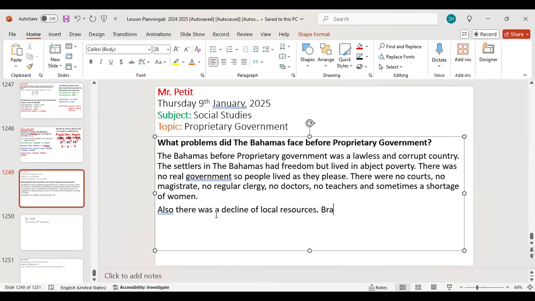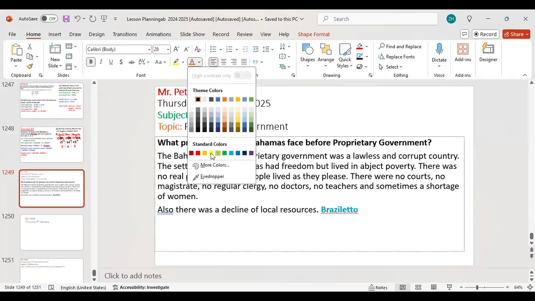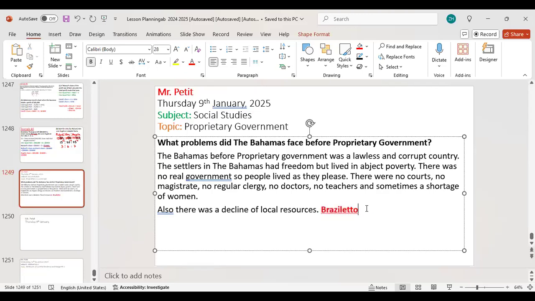Brazilito, and this is a good something for you to remember. I can put it in red. Brazilito. Anyone know what Brazilito is? A type of wood. What type of wood? A valuable dye wood, right? So that's what Brazilito is, a valuable dye wood.